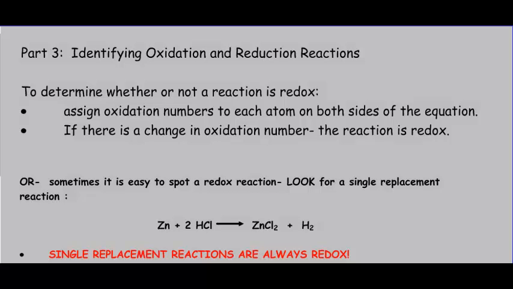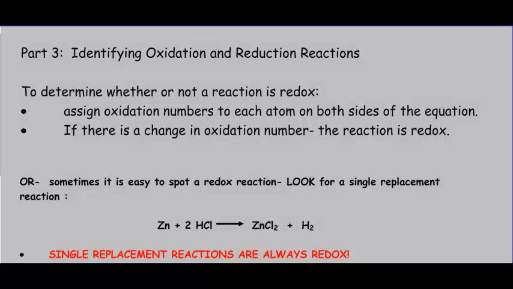Hi everyone, welcome back. This is Redox Lesson 3, and we're in Part 3 of our notes: how to identify a redox reaction. How do you know? They are going to give you, in a question, a list of reactions, and you are going to have to identify if the reaction is redox or not, okay?